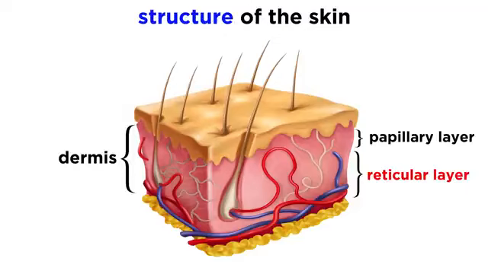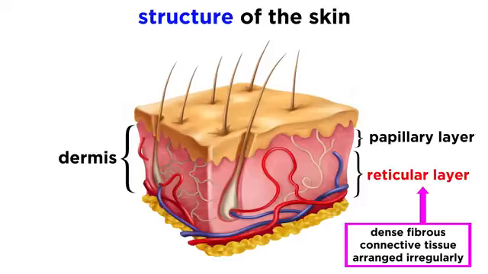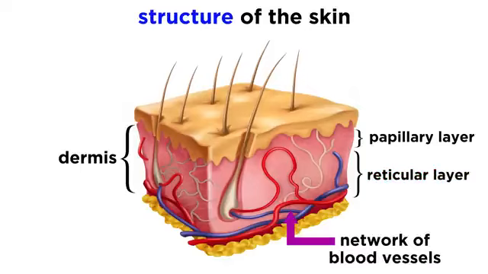Below this papillary layer sits the reticular layer, which is most of the dermis, and it is made of dense, fibrous connective tissue that is arranged irregularly. A network of blood vessels sits below this, just before the hypodermis.